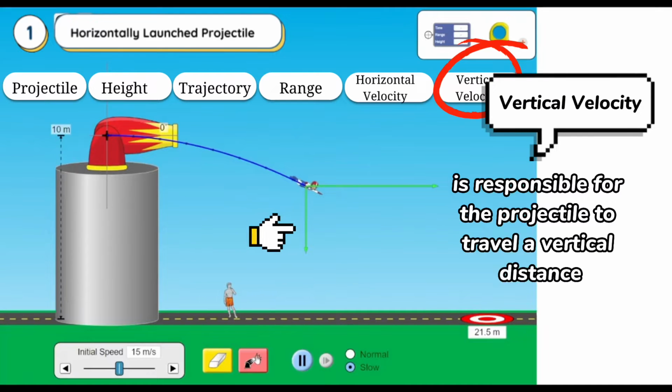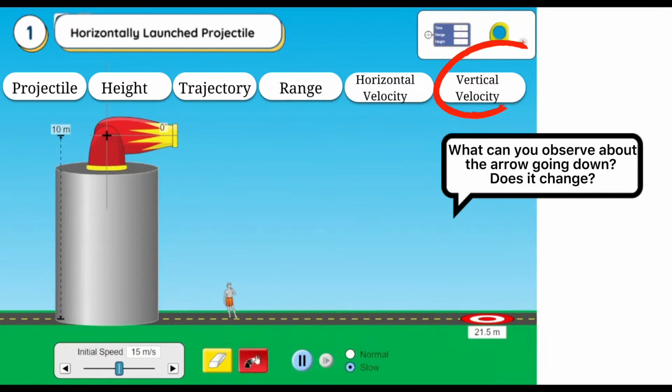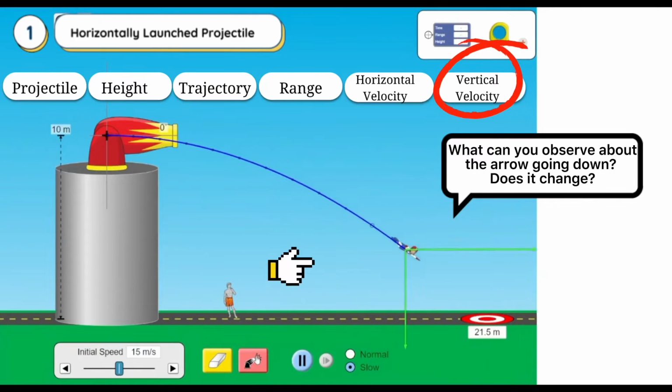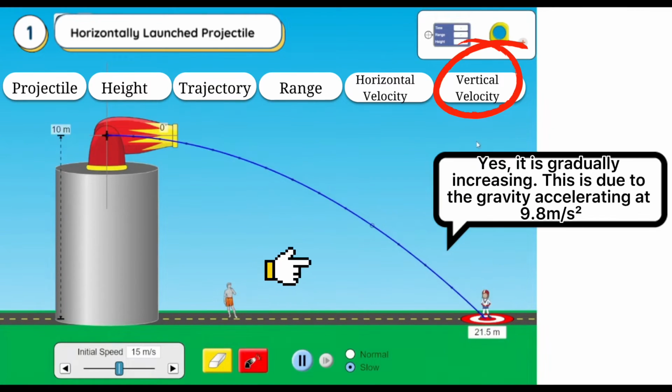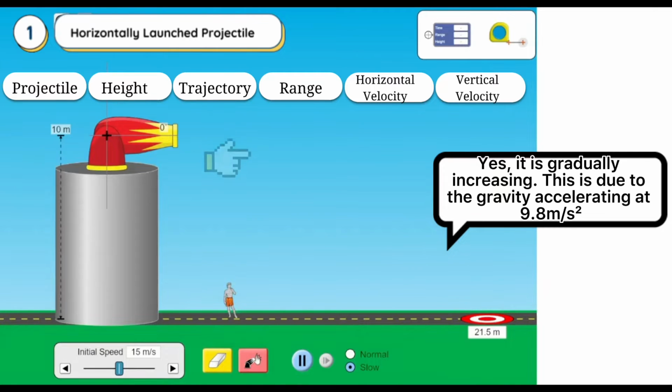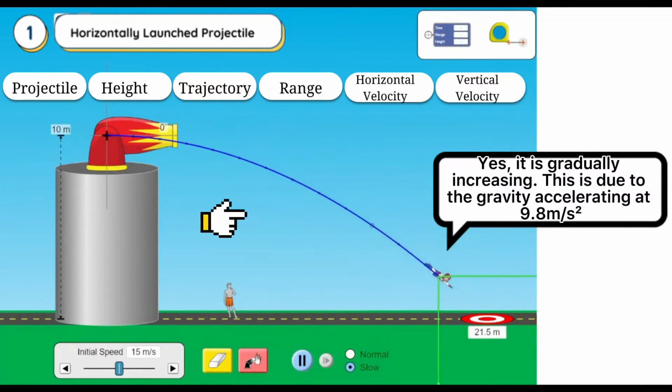Vertical velocity. Vertical velocity is responsible for the projectile to travel at the vertical distance. What can you observe about the arrow going down? Does it change? Yes, it is gradually increasing. This is due to the gravity accelerating at 9.8 meters per second squared.